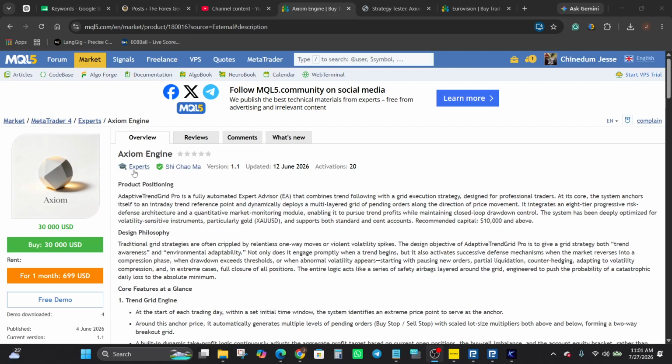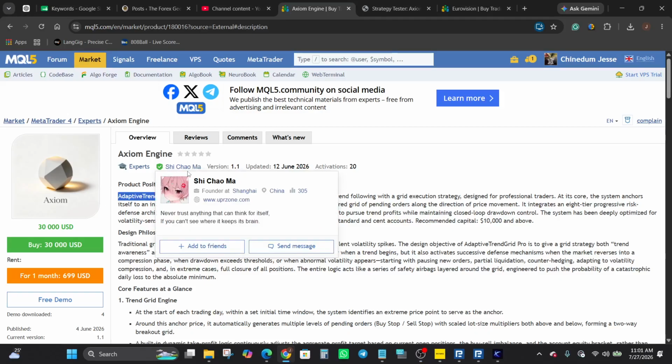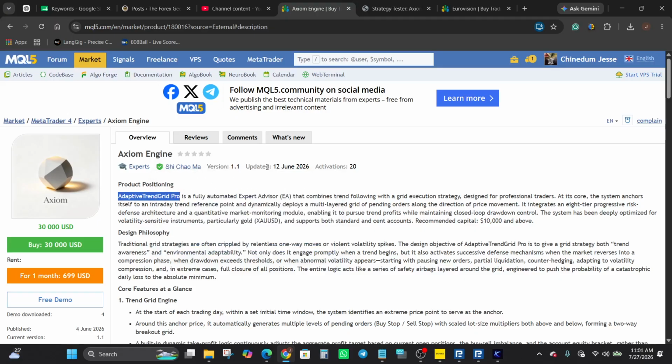Now, Axiom Engine is listed for MetaTrader 4, but before anything else, there is something worth flagging directly. The product description provided for this listing is under the name AdaptiveTrendGrid Pro, by developer Shi Chao Ma. The version is 1.1, last updated on the 12th of June 2026 with 20 activations.